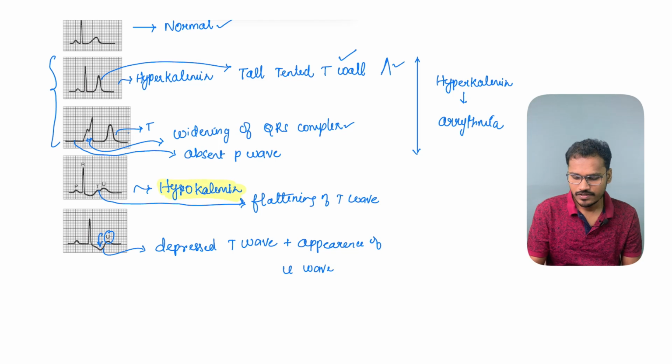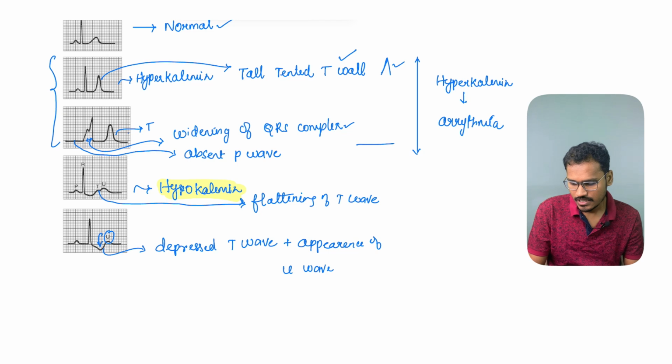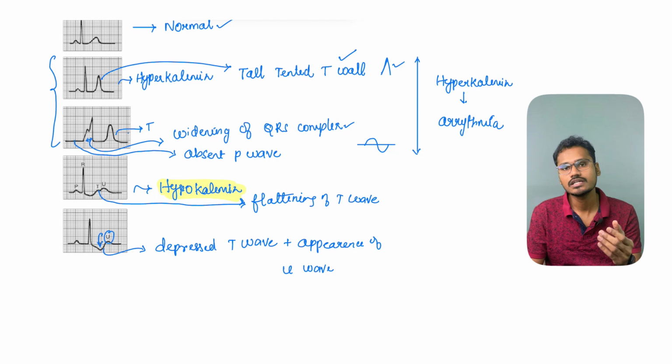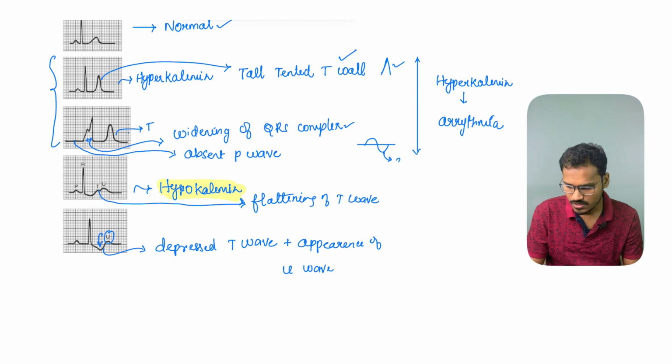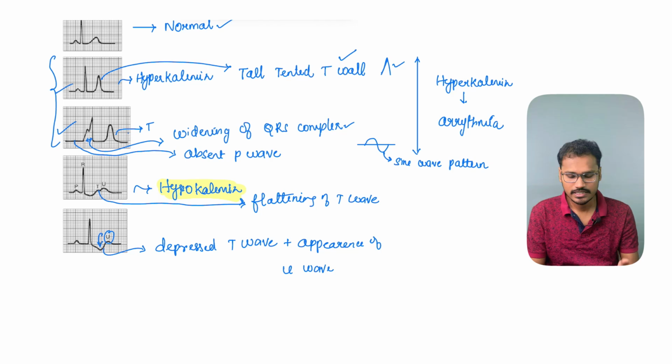In case of severe hyperkalemia, one more finding is that finally the waves will become something like a sine wave pattern. So this type of wave can also be seen in the severest of severe hyperkalemia. This is called a sine wave pattern. Both hyperkalemia as well as hypokalemia can cause arrhythmias. So whenever we are suspecting an ECG abnormality due to electrolytes, you should start looking for these findings in these patients and try to treat them as early as possible.